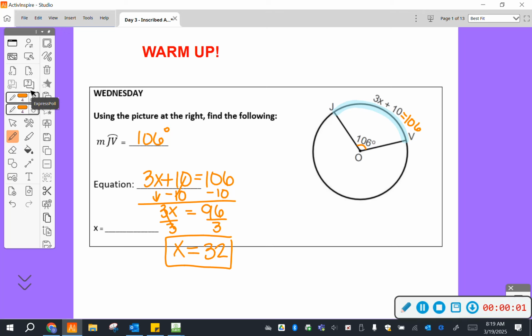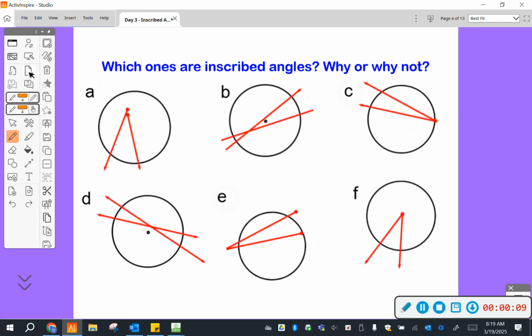Yesterday we talked about central angles, just like this picture, and that means the vertex is on the center. So which one of these pictures is a central angle? Ooh, F is a little bit different today than yesterday. It is F. Good job. F has a vertex on the center, so that is a central angle. That's what we did yesterday.